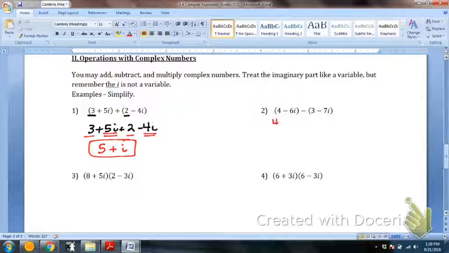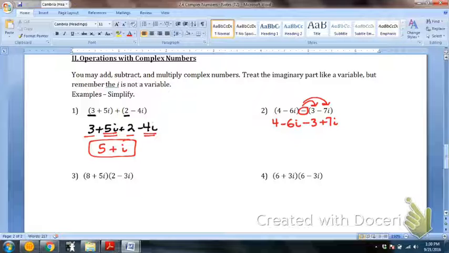I'm going to rewrite this with minus 6i. What happens with this negative sign right here? What do we have to do? You distribute it, right? So it would be negative 3 and positive.